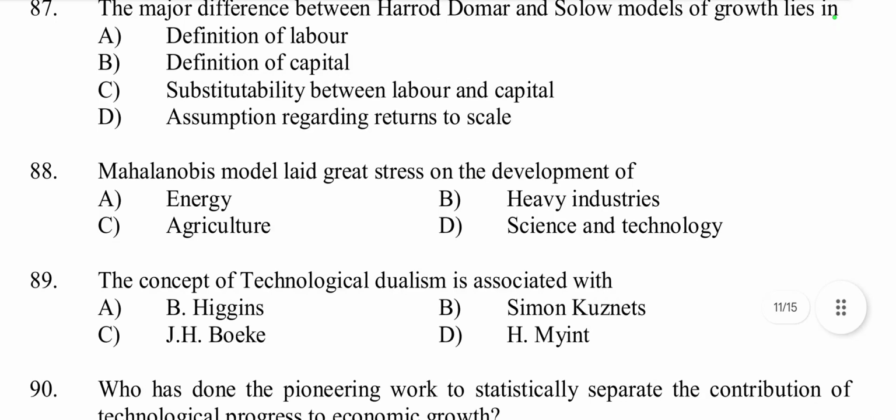Then question number 88. The Mahalanobis model laid great stress on the development of energy, heavy industry, agriculture, or science and technology. The Mahalanobis model laid great stress on the development of heavy industry in the second five-year plan. It emphasized investment in capital goods and heavy industries to achieve long-term growth.